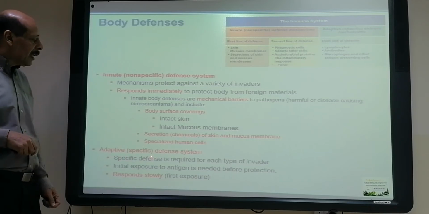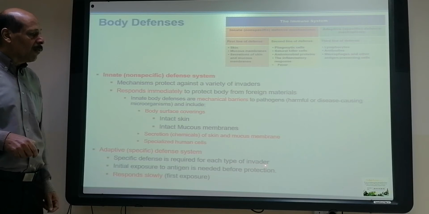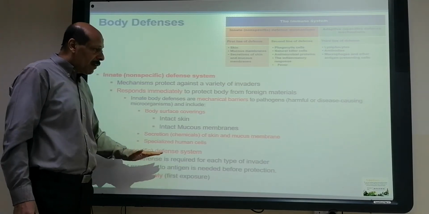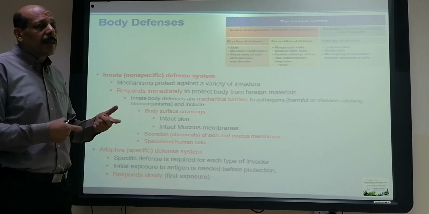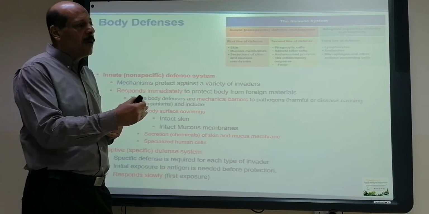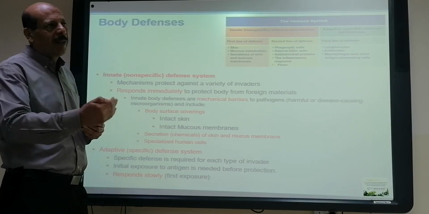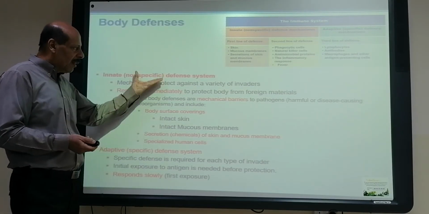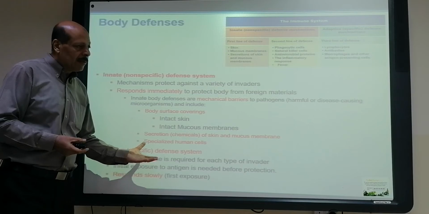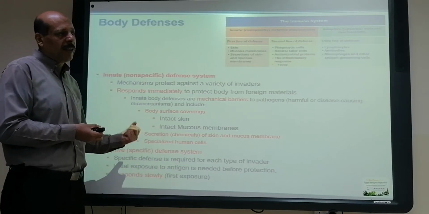defense mechanism. The adaptive specific defense mechanism, as we said, is required for each type of invader. But the specific immune system needs some time in order to produce the antibody. So the response the first time will be minimal, and it will take time. Because of that, we need the first line of body defense in order to protect us and to minimize the number of microorganisms that might enter our body.